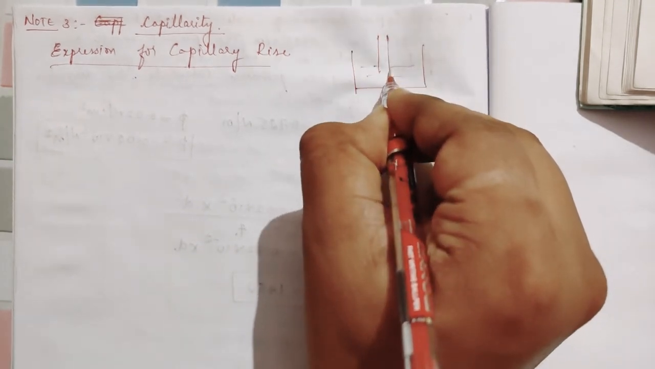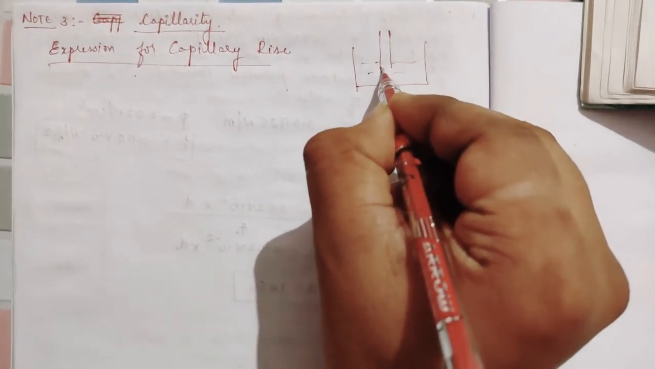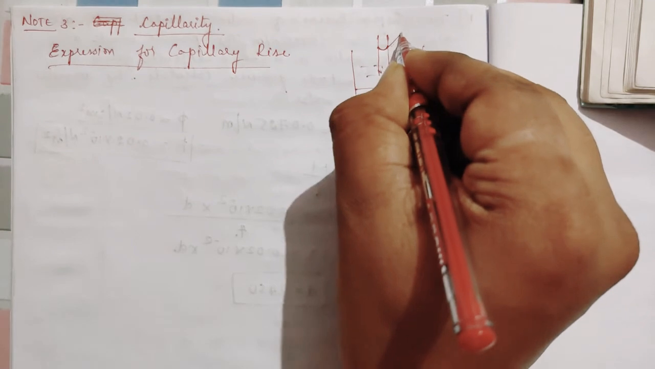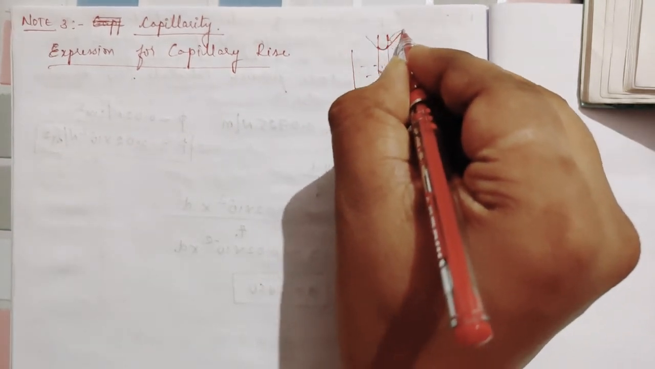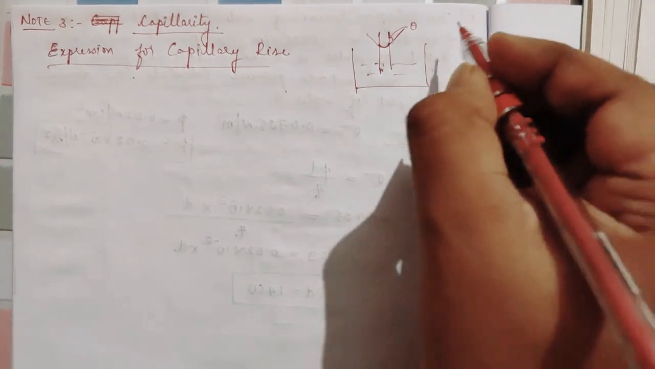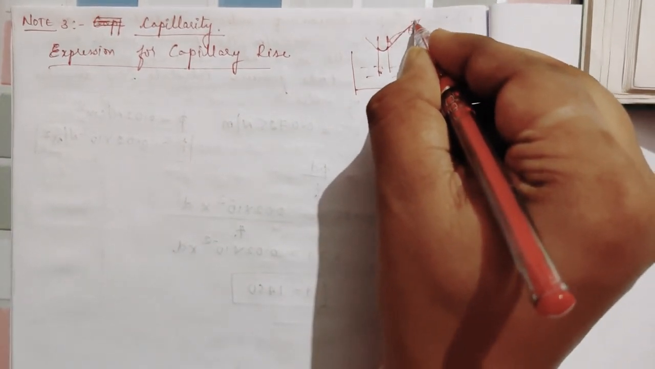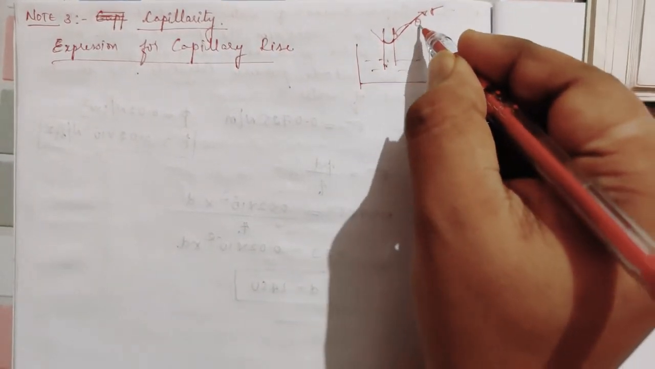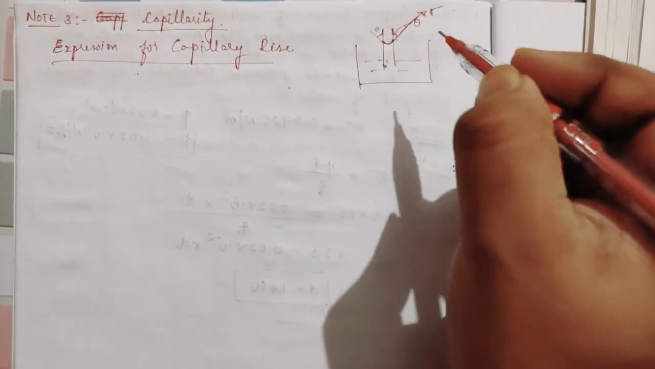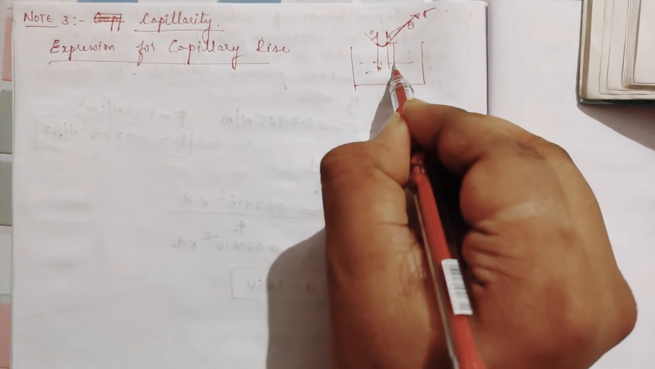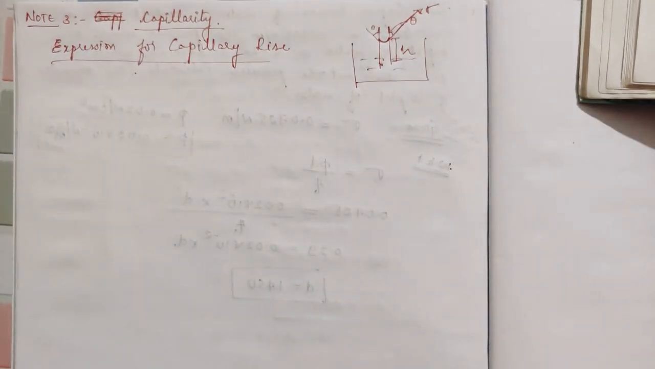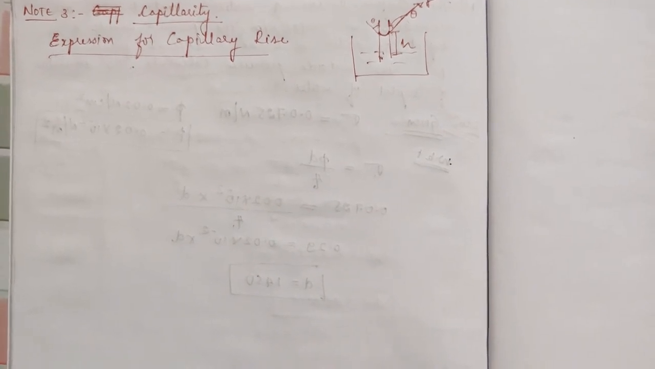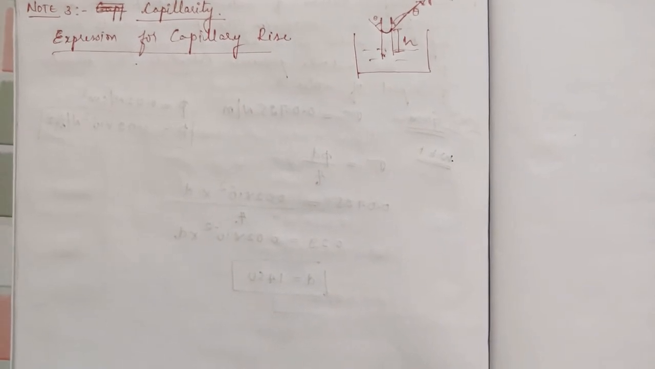When you place a glass tube, which is open on both sides, the water will rise and make a meniscus like this. Then if we take a tangent here, some value of theta will be there. The tangent force will be your surface tension. This angle is theta, and the height of capillary rise is H. In capillary rise, the main thing they ask is problems on the height.